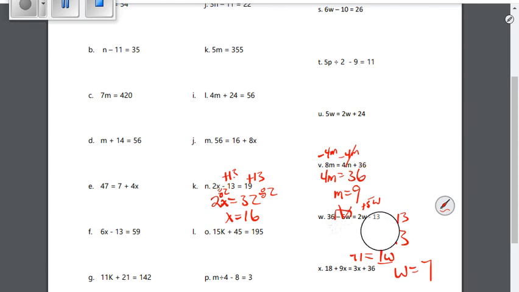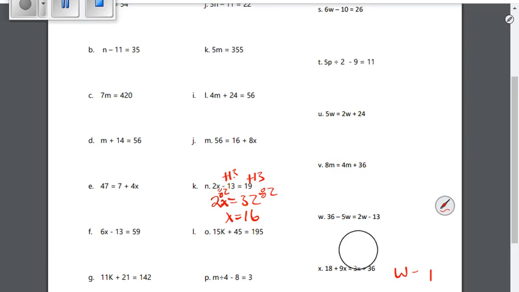And you can go back and check. You can say, Mr. Buss, you're crazy. There's no way w is equal to 7. Well, let's find out. 36 minus, what's 5 times 7? That's 35. So that side's 1. And what's 2 times 7? That's 14 minus 13. Oh, that is correct. w is equal to 7.